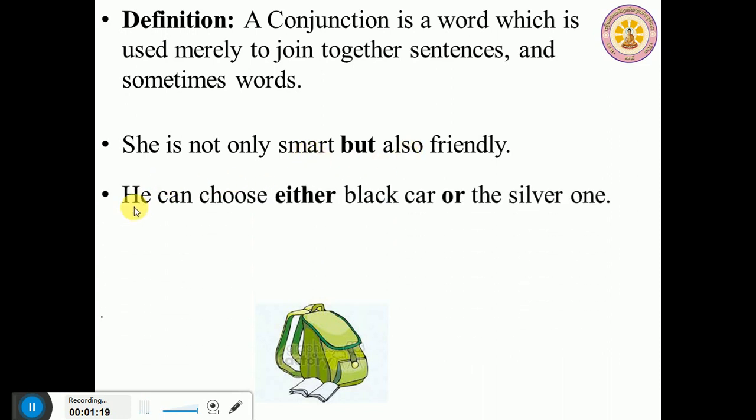In the example, he can choose either a black car or a silver car. So in the sentence, the conjunction either...or is used to join the noun black car with the pronoun silver one. So one here is car, one car.